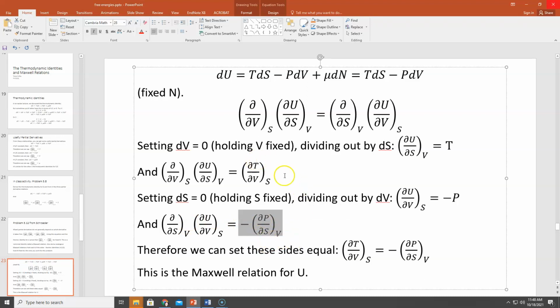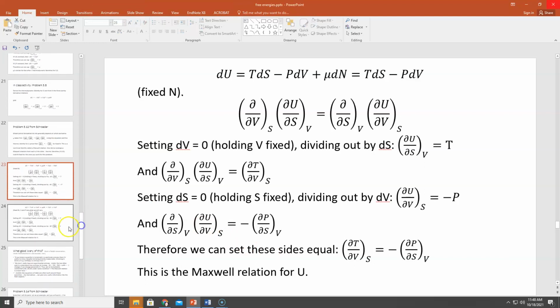So now, since the order is unimportant, you set the left-hand side equal to the right-hand side, and you have the partial of T with respect to V holding S constant equals minus the partial of P with respect to S holding V constant. And we've proven that. So this is the Maxwell relation for U for fixed N. Right, so that's an example of a Maxwell relation.